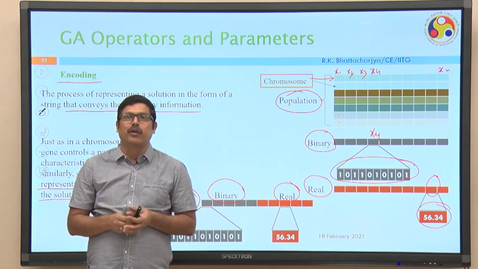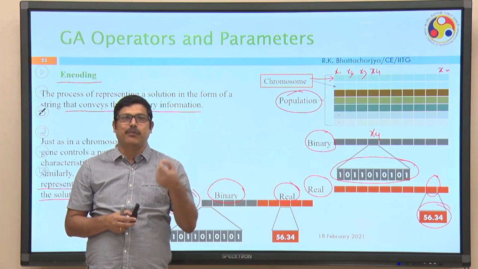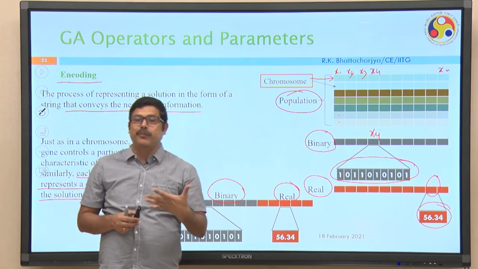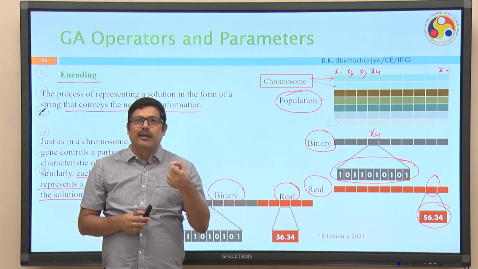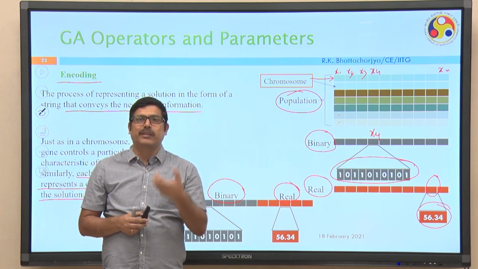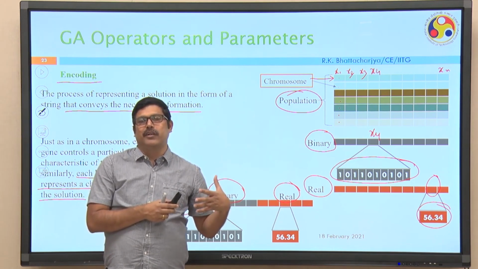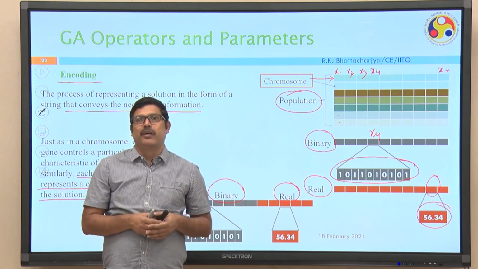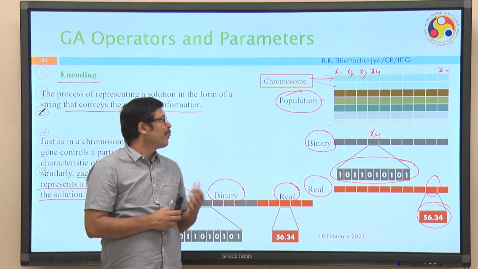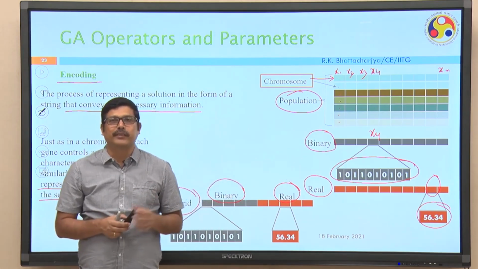Depending upon the requirement of the problem, sometimes I would like to represent a particular variable, suppose in a mixed integer problem. In a mixed integer problem, a variable may be an integer variable, so I would like to keep it as a binary variable, and another variable I can consider as a continuous variable, so it may be a real value. So, I can have a hybrid string like that. But we will initially discuss the binary coded GAs.